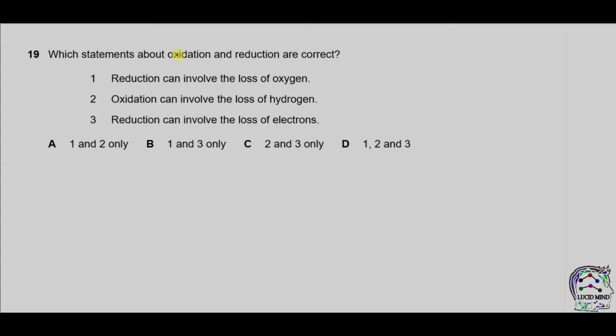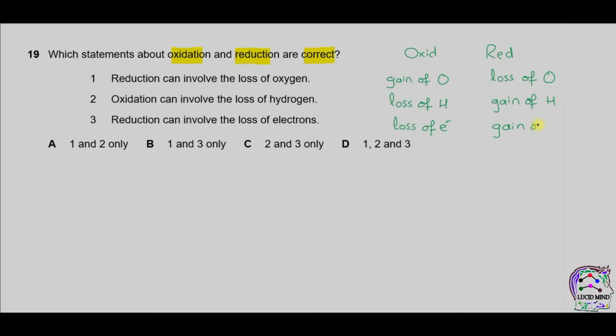Question 19. Which statements about oxidation and reduction are correct? We can define oxidation and reduction as this. Oxidation is gain of oxygen. Reduction is loss of oxygen. Oxidation can also be defined as loss of hydrogen. Reduction will be the reverse, it will be the gain of hydrogen. Oxidation is also the loss of electrons. Reduction will be the gain of electrons.